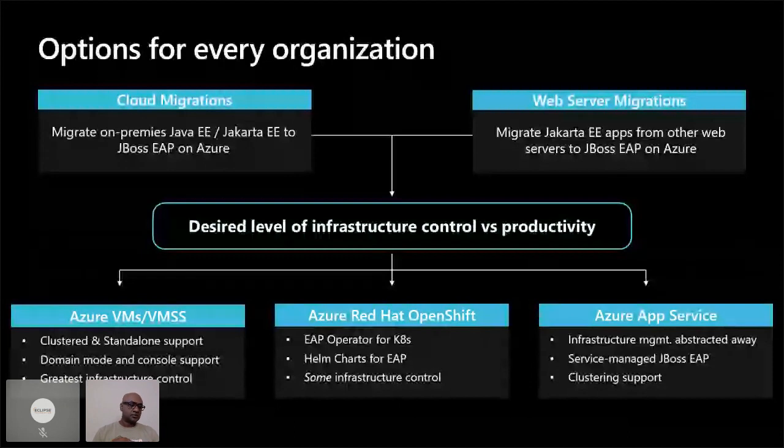What I mean by, hey, this is the highest level abstraction you're going to get on the cloud, is Azure App Service, and we provide that for JBoss EAP. And we do now support clustering even for JBoss EAP. We didn't used to on App Service, but now we do support fully clustered deployments of JBoss EAP on App Service as well.